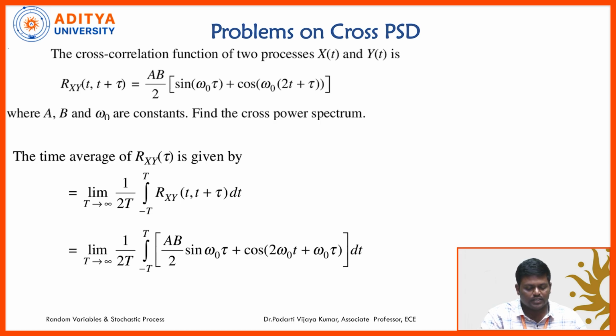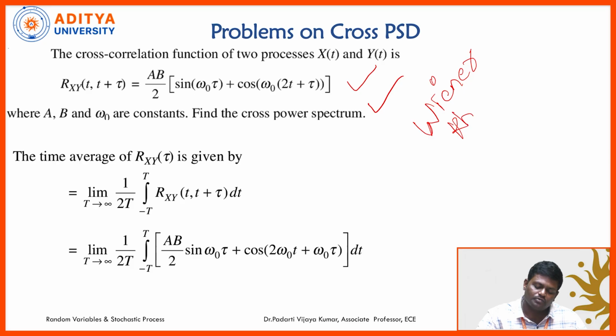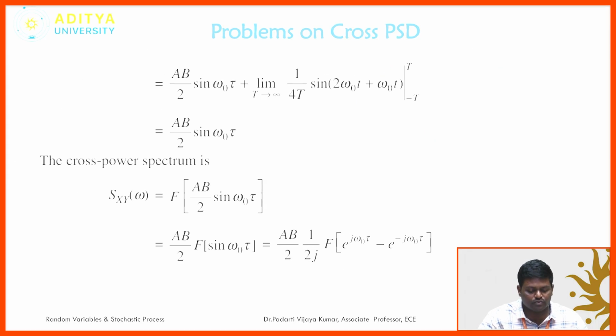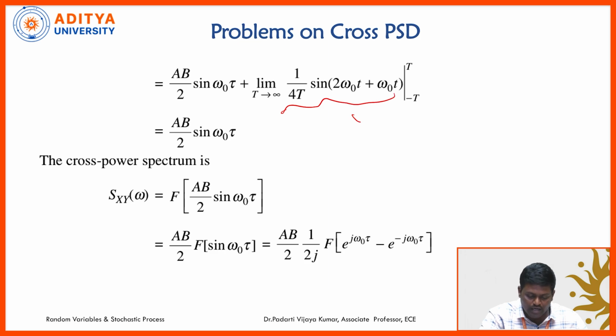One more problem is given in terms of cross correlation and cross power spectral density. The cross correlation function is given. So we know that as per the Wiener-Khinchin relation, the time average autocorrelation function and the power spectral density are Fourier transform pairs. So whenever this kind of term is given, we need to compute the time average autocorrelation function. Computing the time average for this one, what we will get is this term will vanish, sin t minus sin t, and only this term will be present in the final term.